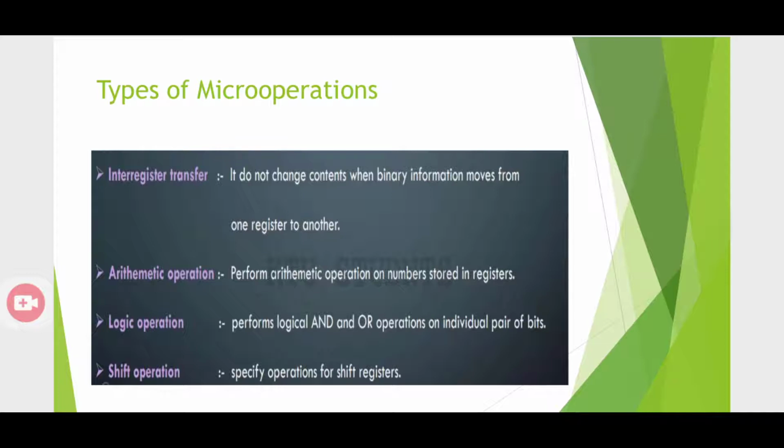Next, we have to perform some arithmetic operation within a system, right? Arithmetic operations on the numbers stored in the register. For that, we are using arithmetic micro operations. And for performing logical AND, OR, etc., we need logic operations. And for performing some shifting in registers, they are known as shift operations. So the main four types of micro operations are interregister transfer, arithmetic operation, logic operation, and shift operation.